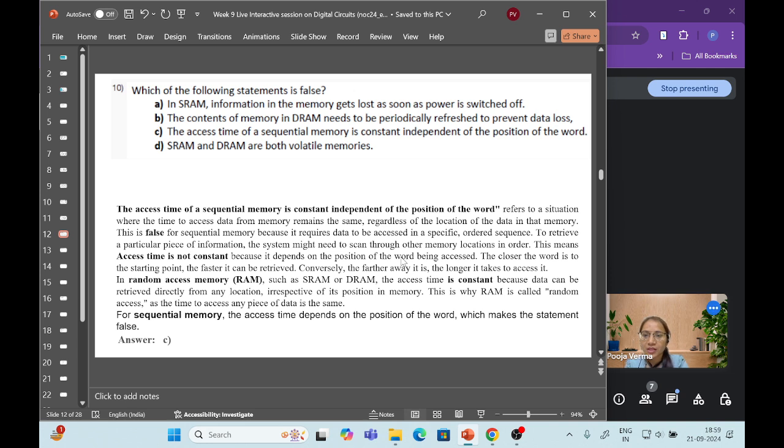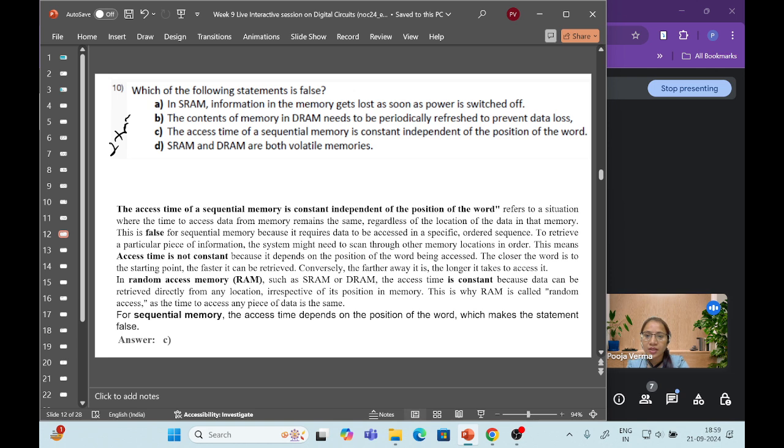Next option: the content of a memory in DRAM needs to be periodically refreshed to prevent data loss. That one is also correct, because DRAM is made of one transistor and one capacitor, and the capacitor continuously needs refreshing. So DRAM is periodically refreshed to prevent loss of whatever is stored in it. That option is also correct.